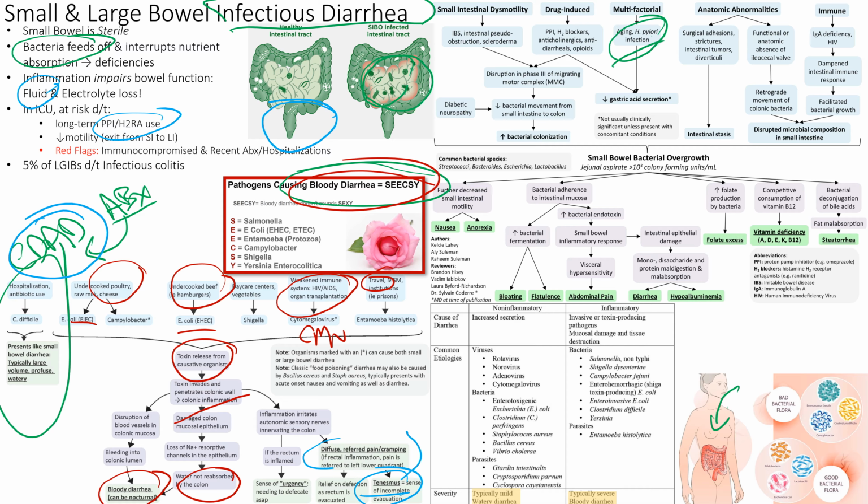All right, so decreased motility puts you at risk for more infection to take hold. And then again, red flags would be someone that is immunocompromised or has had recent antibiotics. Recent antibiotics put you at high risk for C. diff as well. All right, so 5% of our lower GI bleeds are due to infectious colitis. So we have some infection of our colon that's causing bloody diarrhea.